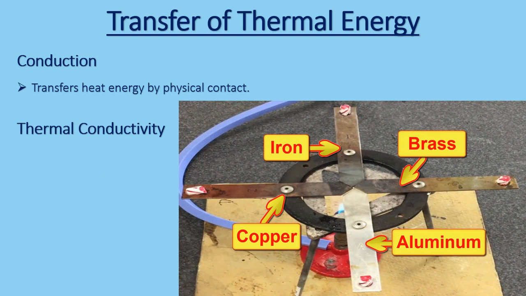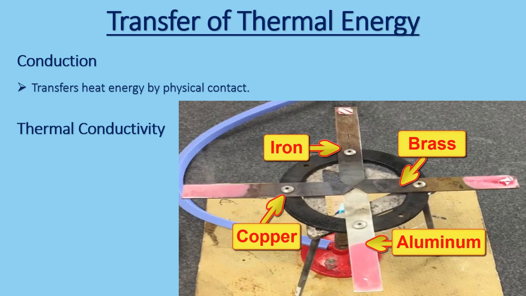Here we have four rods of the same size and different materials. Each has a blob of wax at one end, and they are all heated equally at the other end. The best conductor is the metal on which the wax melts first. The results of this experiment demonstrate that the wax on the copper rod melted first, then the wax on the aluminum, the brass, and finally, the iron.